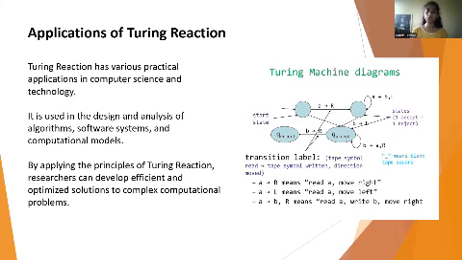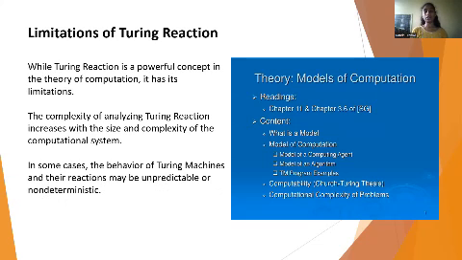And here is a diagram of a Turing machine. And here are the transitions: A to R, A to L, A to B, which is nothing but read, write, and move right; read and move left; read, write, and move right, like that. Limitations of Turing reaction.